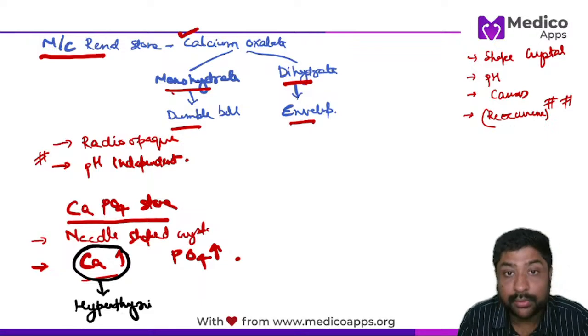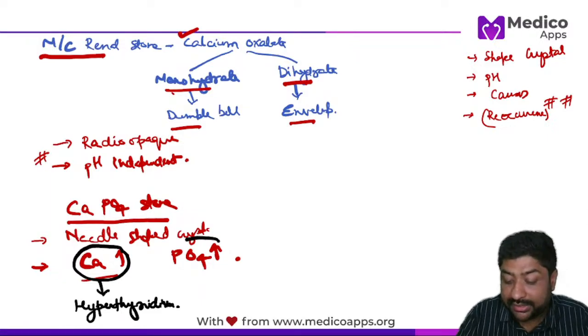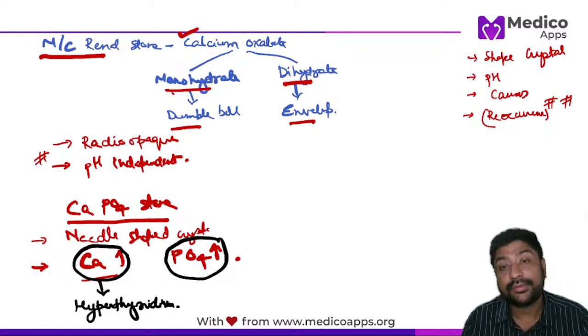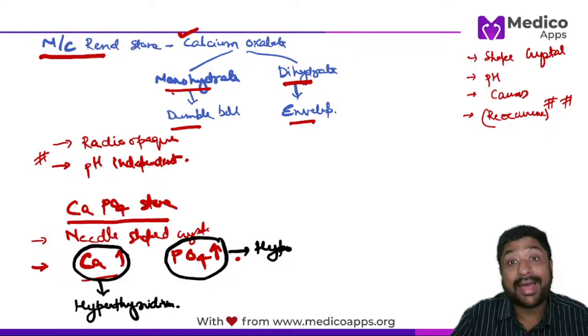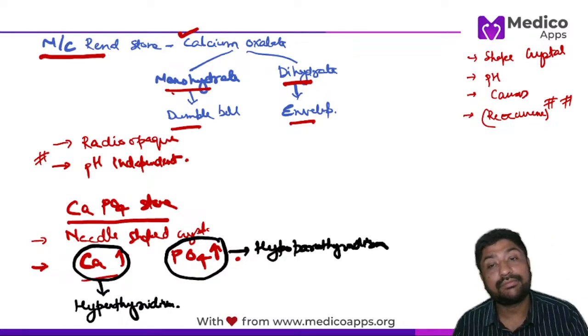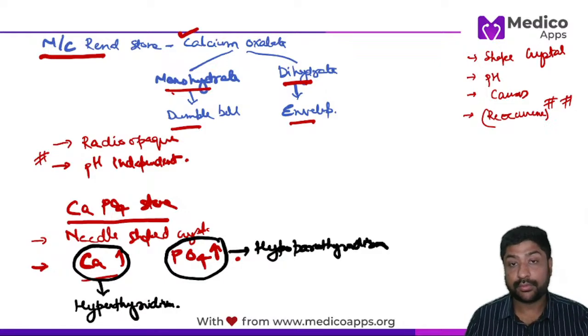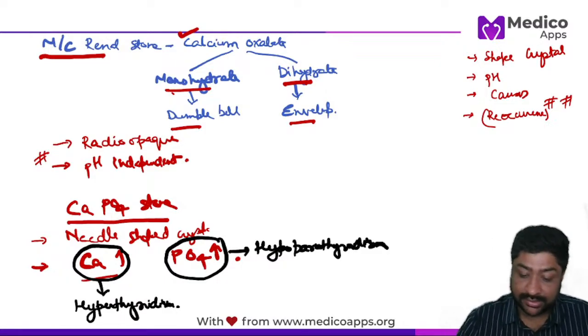Hyperthyroidism. Okay. Hyperthyroidism. And in what condition is phosphate high? Okay, that is hypoparathyroidism. So in both these conditions we are going to see calcium phosphate stones. These are rosette crystals, also called blunted needle crystals.